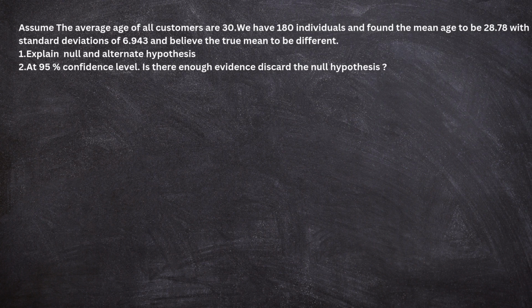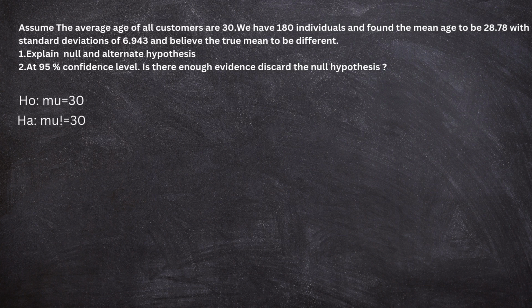The assumption value of all customers' average age is 30. We have a 180 individual sample with average age 28.78. The standard deviation is 6.943. Here the average age of all the customers is 30, so mu is 30. Now they believe the answer to be different, so the alternative hypothesis is that the mean is not 30.